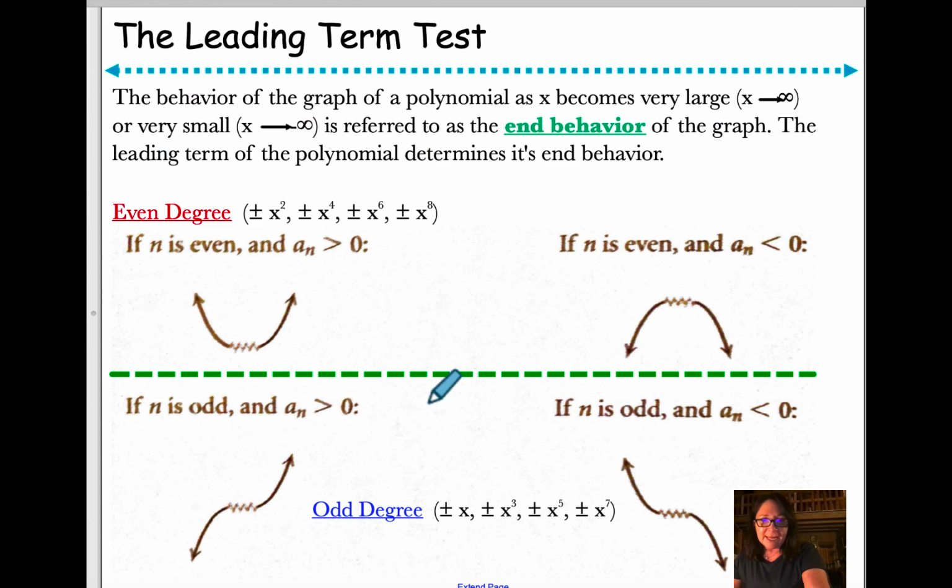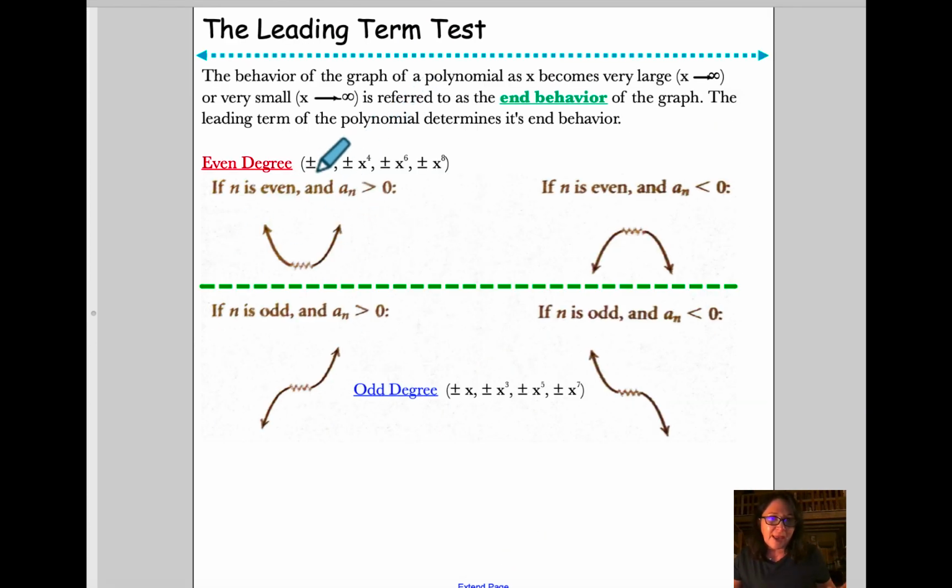So this is saying we got a leading term test, and with the leading term test, if it has an even degree, x squared, x to the fourth, x to the sixth, and it's positive, then your values are going to go up like this, and then my end behavior looks like that. If it's even and it's negative, meaning your polynomial leading coefficient value is less than 0, then your end behavior is going to go down if it's even. And like I said, see all this squiggly? That's not what we're looking at. We're looking at the ends, the end behavior.